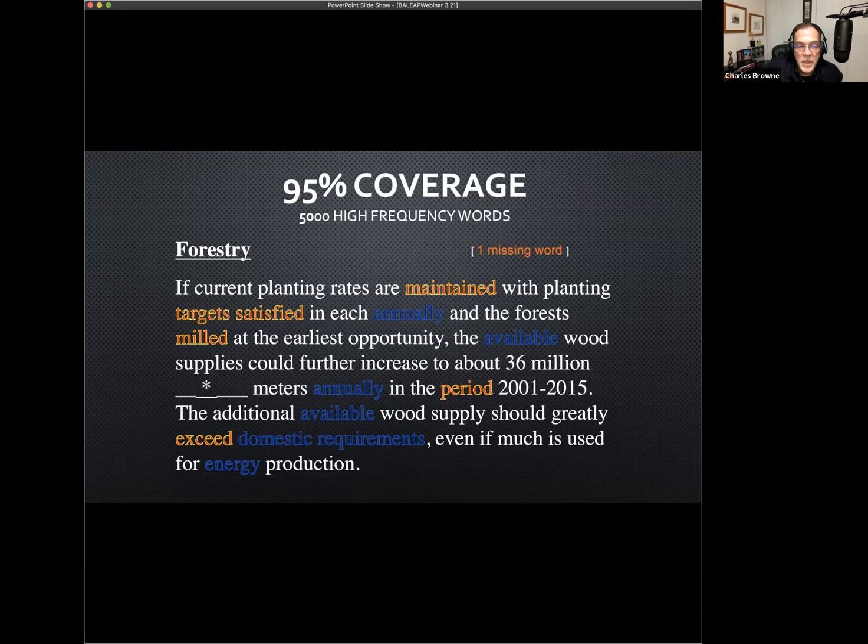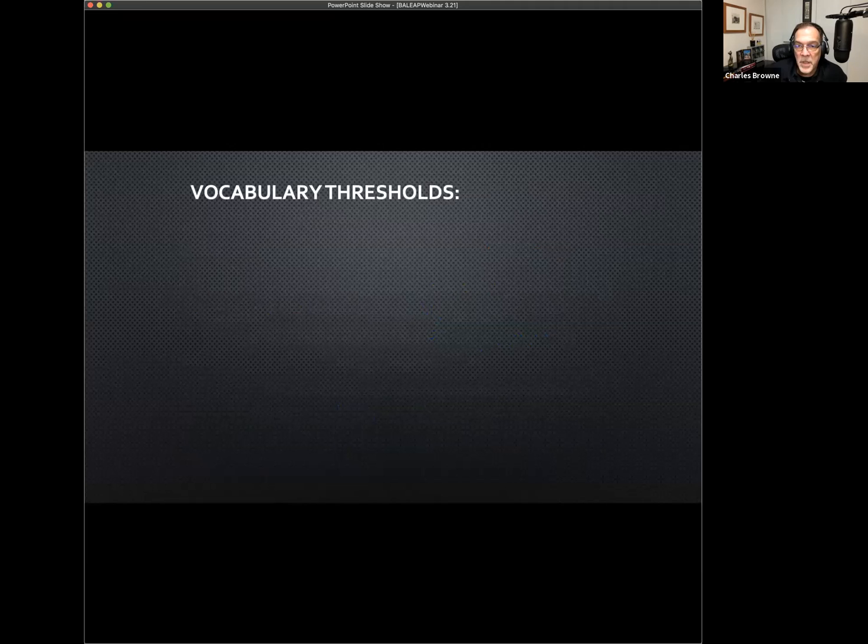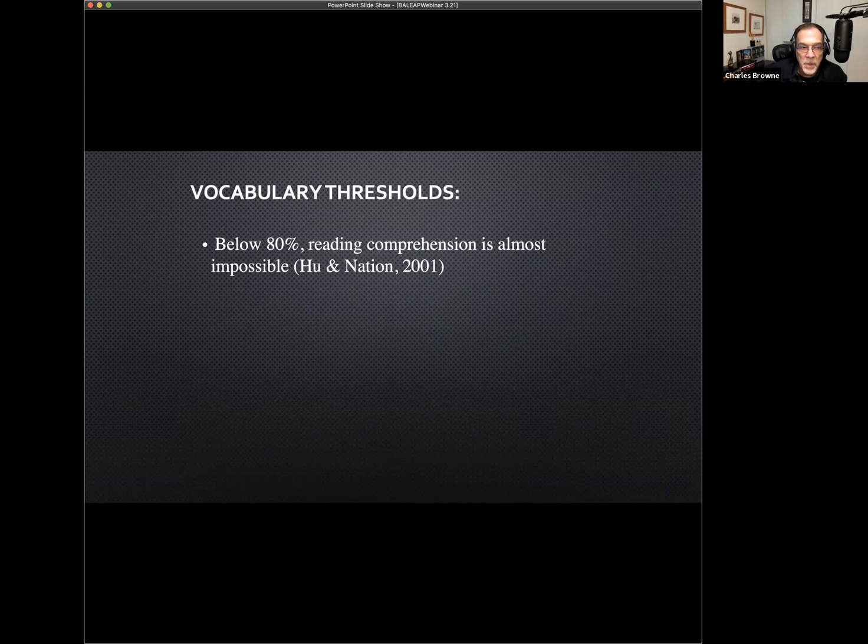So what we can see here is that something is different once you get up to this level. And this takes us to the research on vocabulary thresholds. What researchers have found is that below 80%, if you know less than 80% of the words on the page, you almost have to give up. Reading is basically next to impossible.